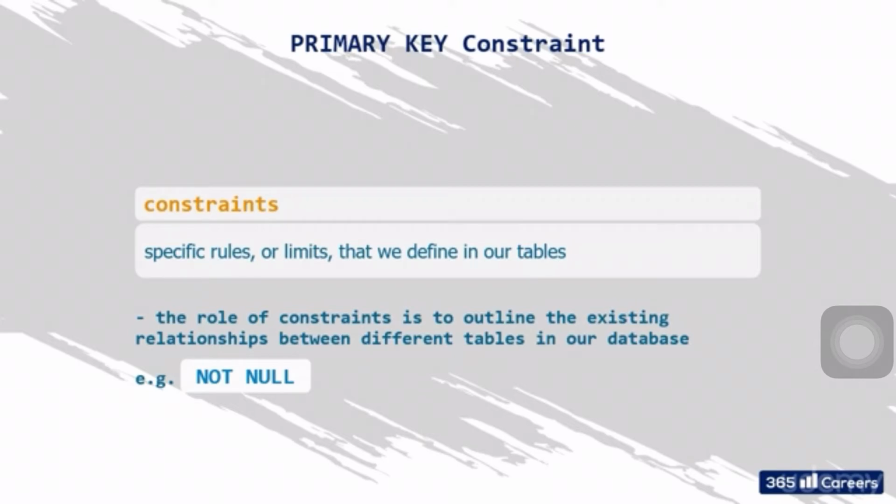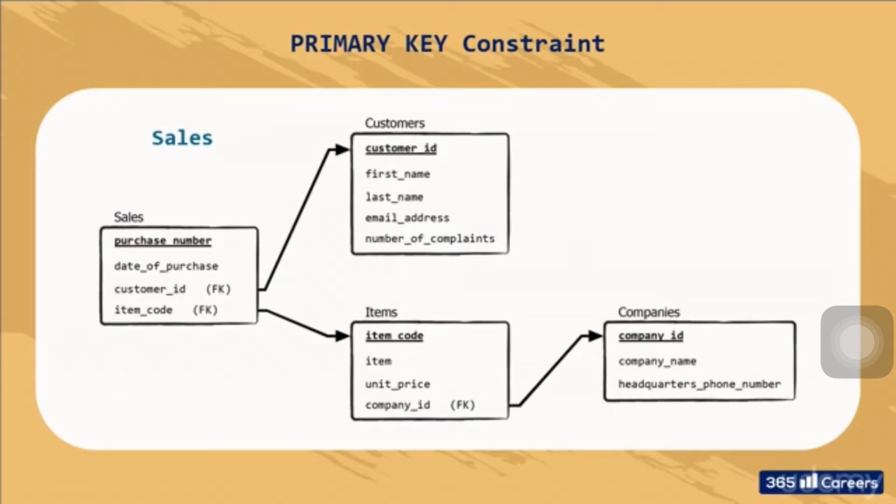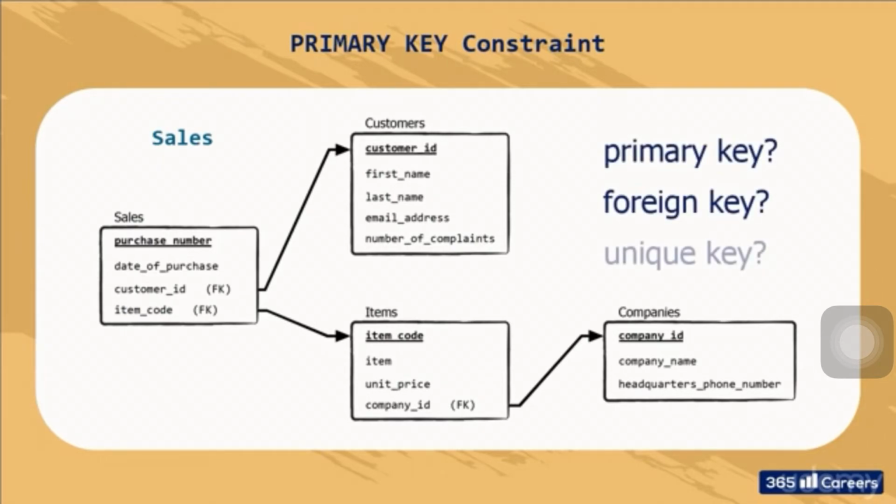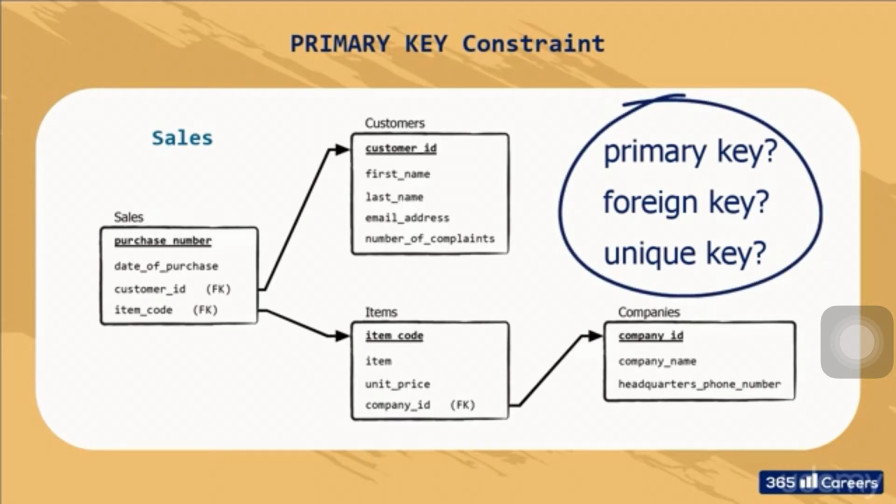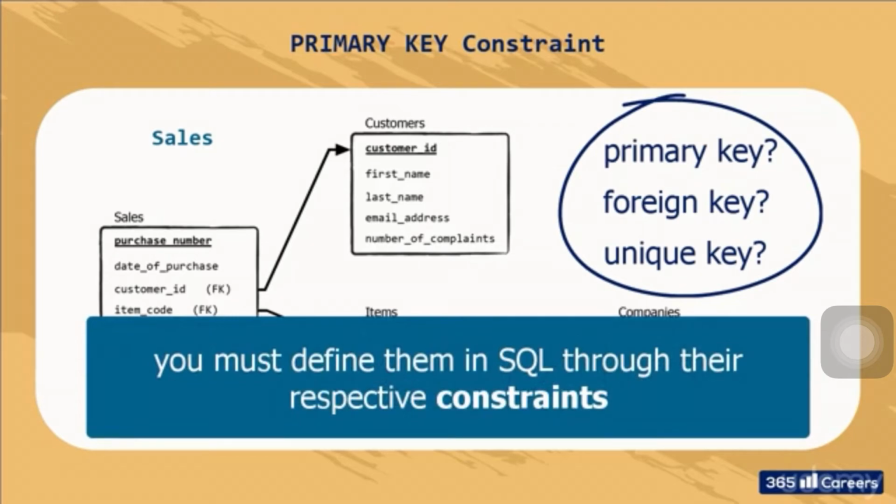Think about the relational schema of the cells database. You probably remember what primary, foreign, and unique keys are about, right? They define the relationships between tables and designate whether it is possible to see duplicate values in the same column. In abstract terms, you know how these keys work. To apply them in practice, you must define them in SQL through the respective constraints.